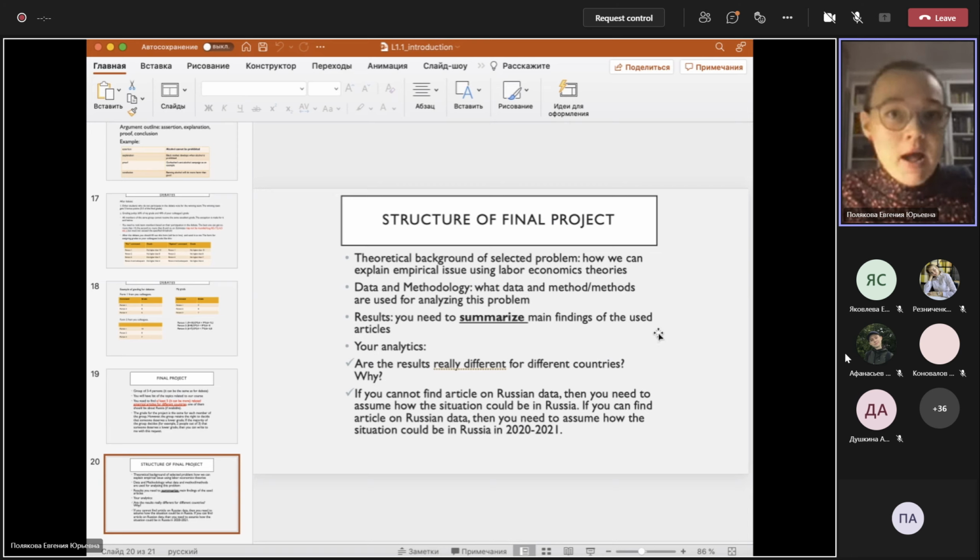Then data and methodology. You need to write or explain what data and methods are used for analyzing this problem. Then you need to summarize the main findings of the used article. Then there should be a part with your analytics and your opinion about the problem. You need to write: are the results really different for different countries, and why? Why do you think the results are different?